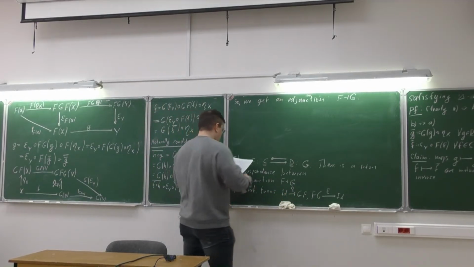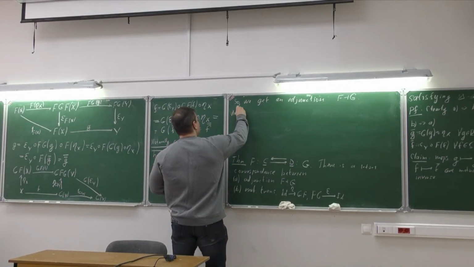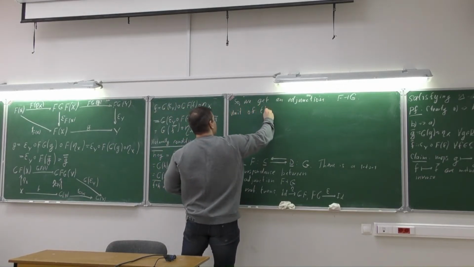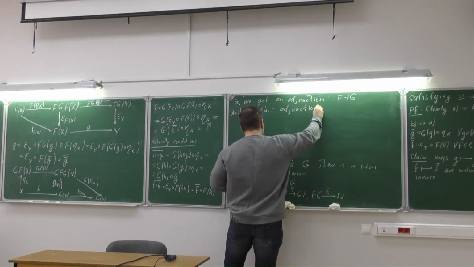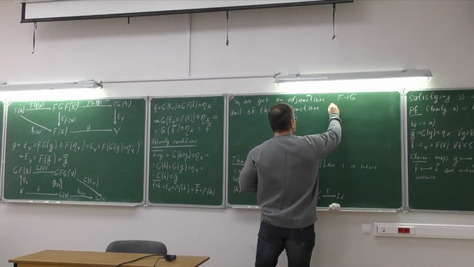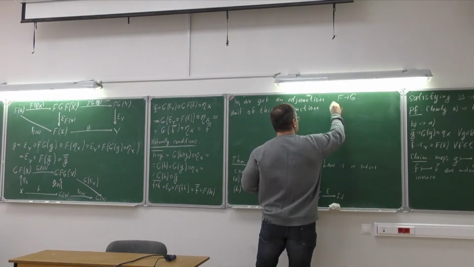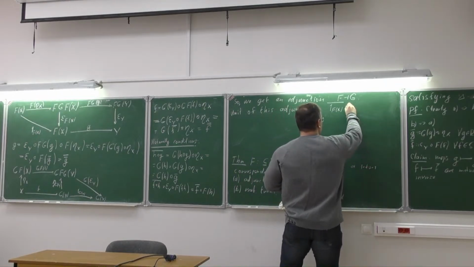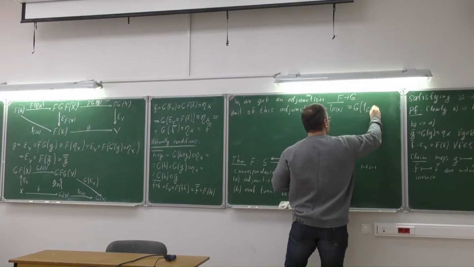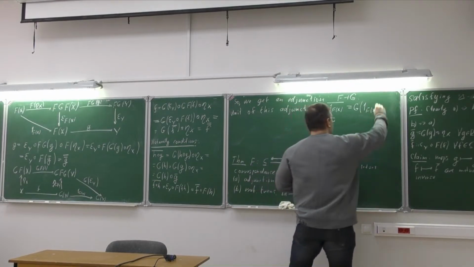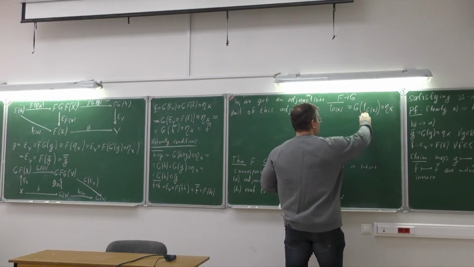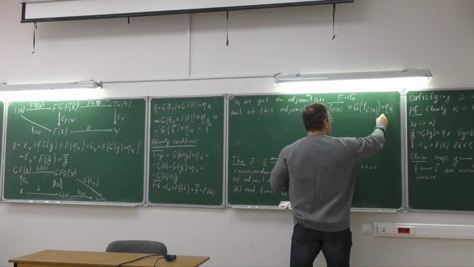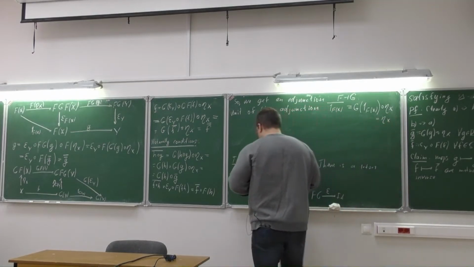So the unit of this adjunction, which is by definition 1 sub f of x with the bar, using my definition I can compute as the g of the 1 sub f of x composing with the eta sub x, which is clearly, since this is still the identity transformation, the same thing as the eta sub x.